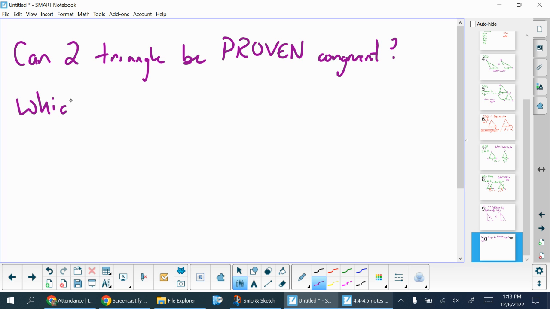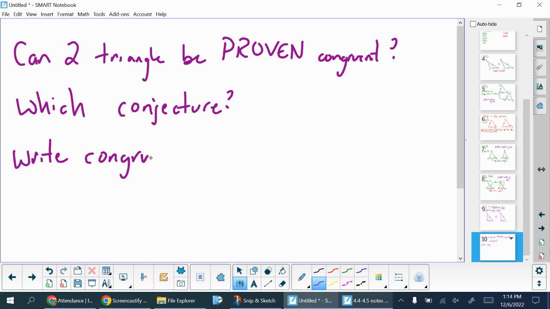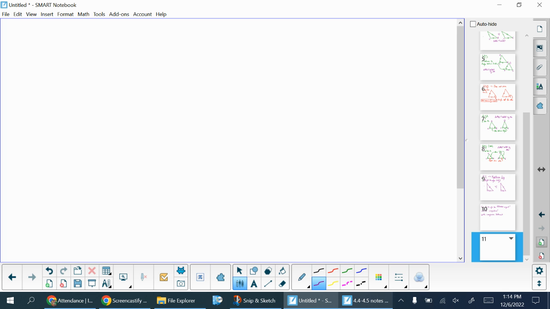Which conjecture or shortcut or criterion or whatever you want to call it, and then write the congruence statement. And so I'm just going to go ahead and give one example. This is the example that is in the in-class practice that's linked below this video. So it's drawn out like that. And I think the other one just kind of rotates around like that.